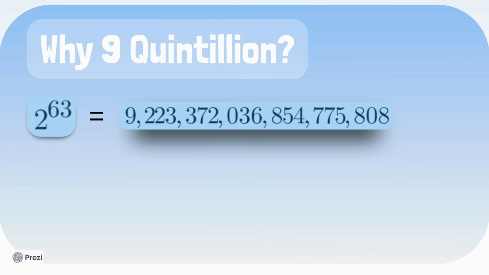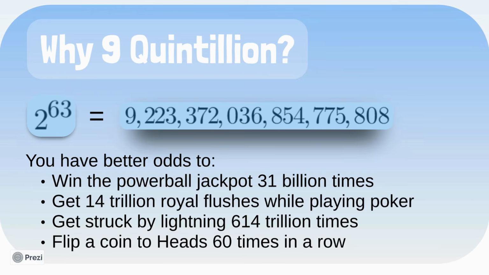To put this in perspective, you are more likely to win the Powerball jackpot 31 billion times, get 14 trillion royal flushes while playing poker, get struck by lightning 614 trillion times in your lifetime, or flip a coin to heads 60 times in a row.